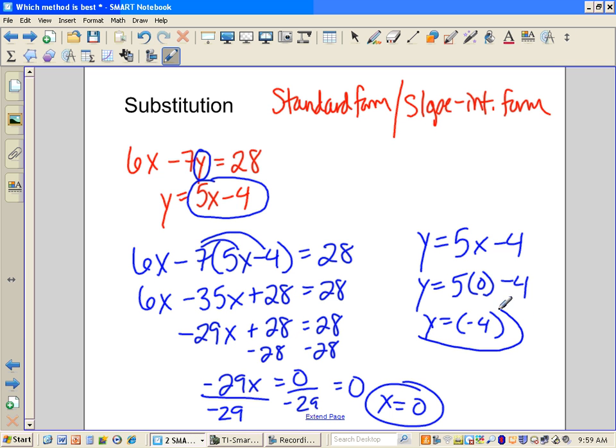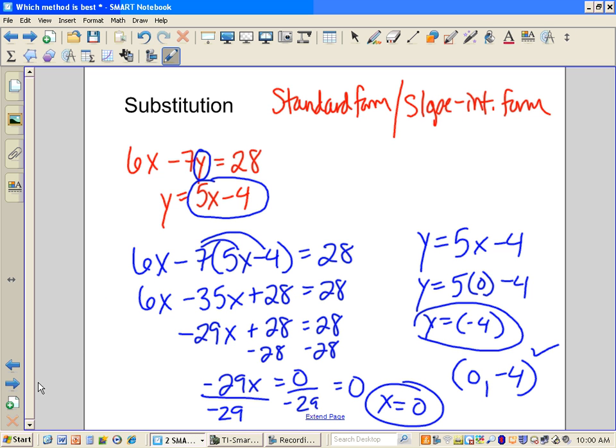So if I have an intersection point of 0 and negative 4, I can just double check in my top equation. Well, 6 times 0 is just 0. Negative 7 times negative 4 is positive 28. 28, it checks out perfectly. So substitution is a nice method to know when you have one in standard form and one in slope-intercept form.